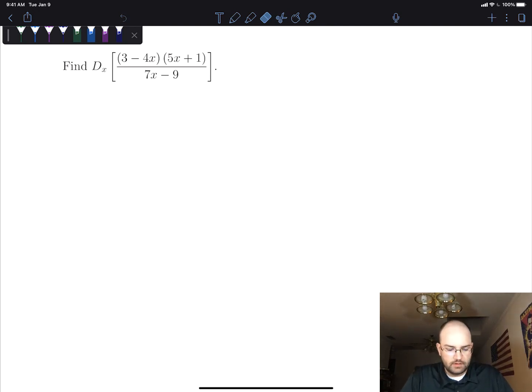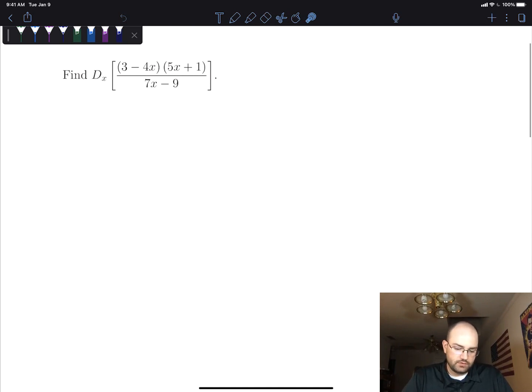Hello. In this video, we want to find the derivative with respect to x of (3 minus 4x) times (5x plus 1) all over 7x minus 9. Now, there are a couple of different ways of doing this one. The easiest is to go ahead and multiply everything out in the numerator and then simplify and then use the quotient rule. It really is a lot easier.